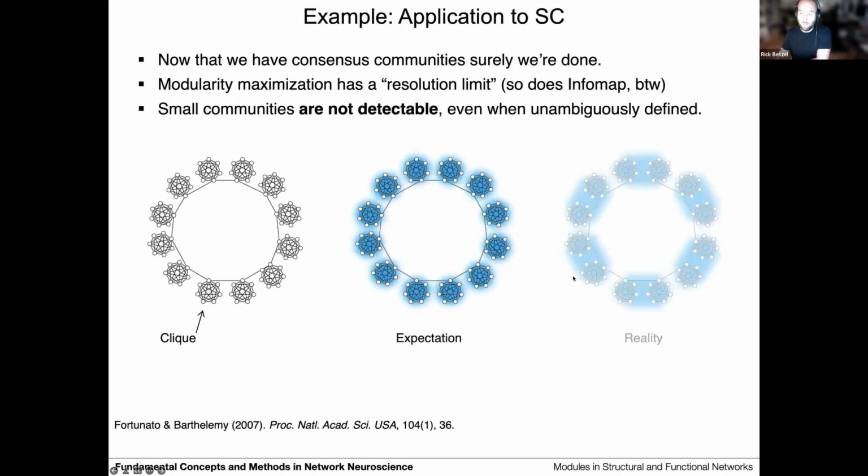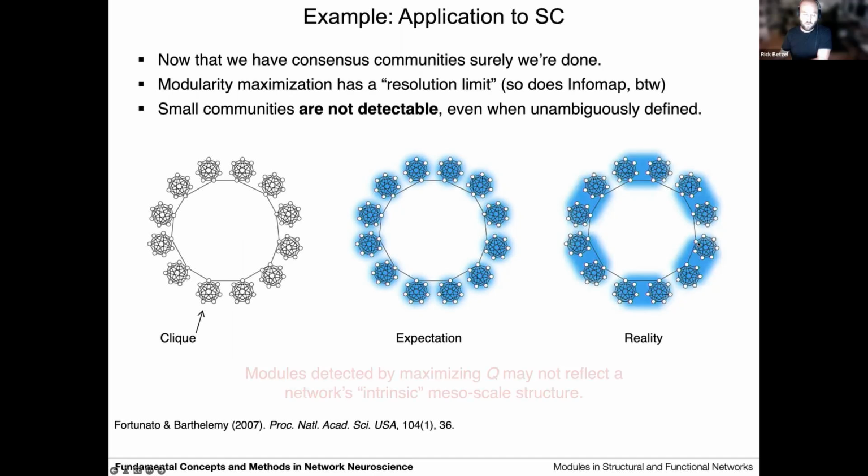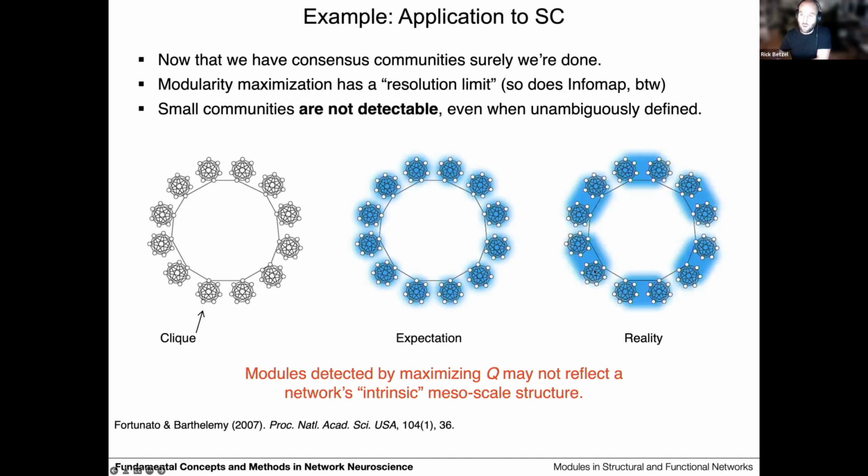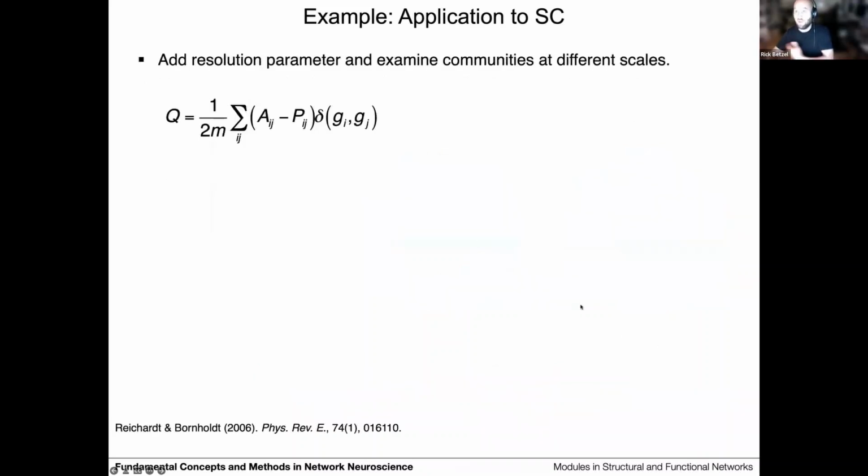The expectation is that if we were to run modularity maximization on this, we would detect as communities each of the cliques. However, for certain sized networks, we will find that this is not the case. Adjacent cliques can get co-assigned into the same community, defying our expectation. What this means is that the modules we detect with modularity maximization may not reflect the true intrinsic community structure of our networks. We have a blind spot.